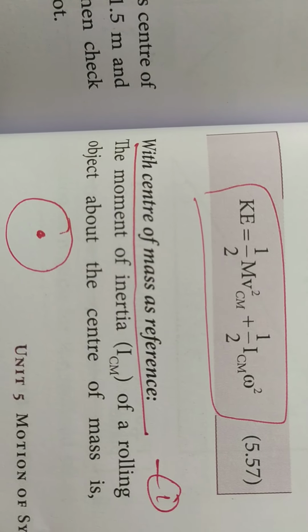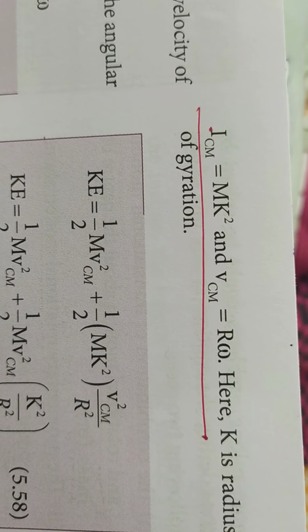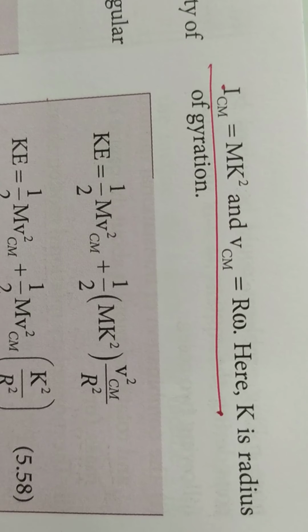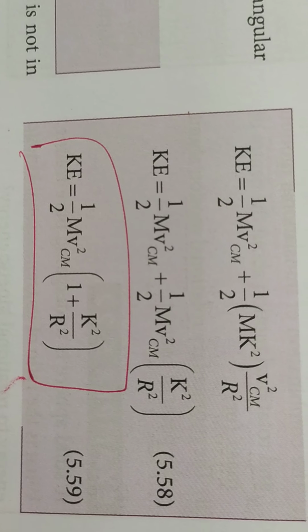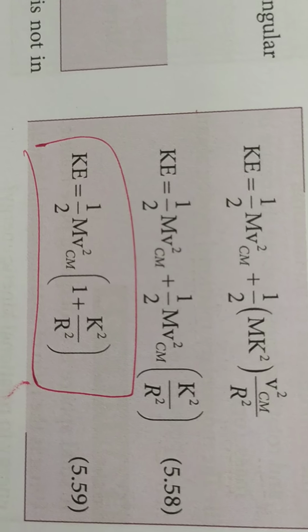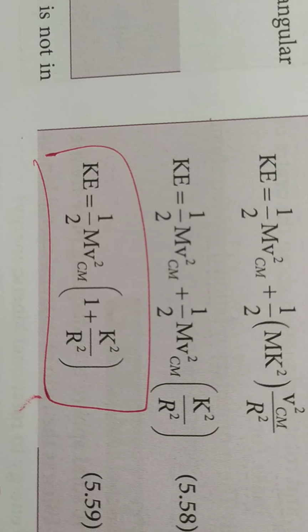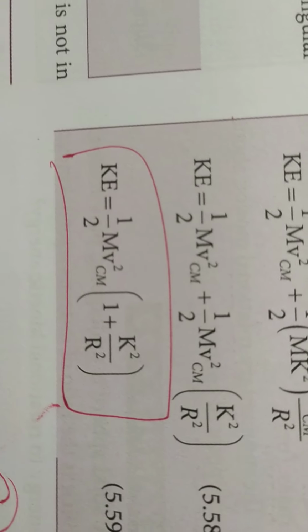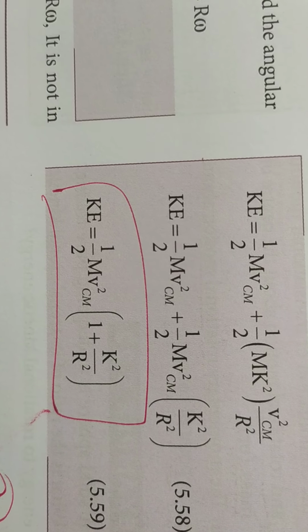If you take the center of mass as reference, you can substitute I equal to mk square, where k is the radius of gyration, and you know v cm is equal to r omega. Substituting that, you will get this, and you can take half mv square outside. Inside the bracket you will get 1 plus k square by r square, where k is the radius of gyration and r is the radius of the wheel. So this is the case when you take the center of mass as reference.